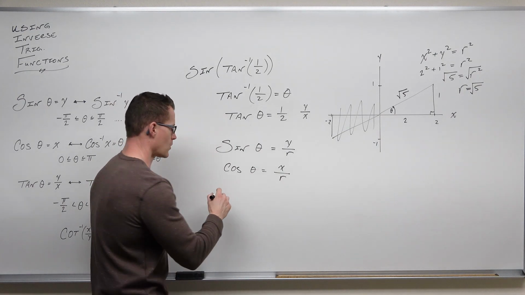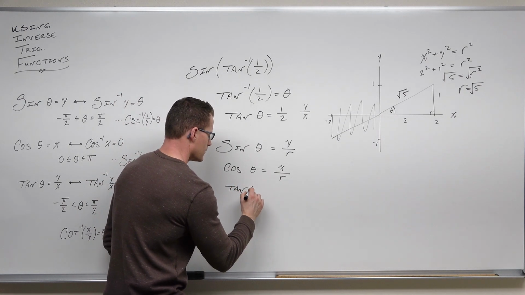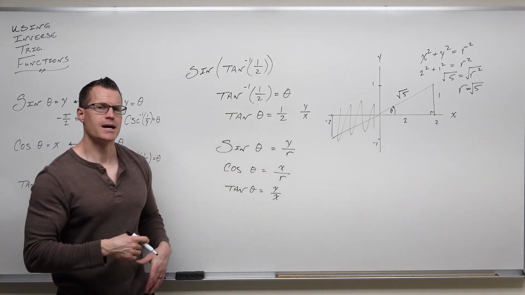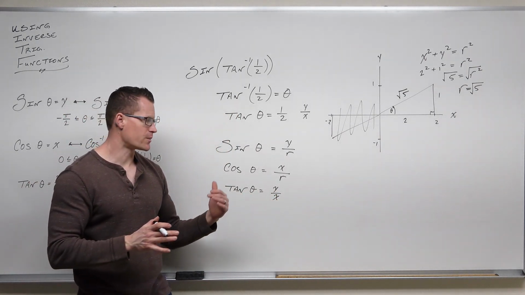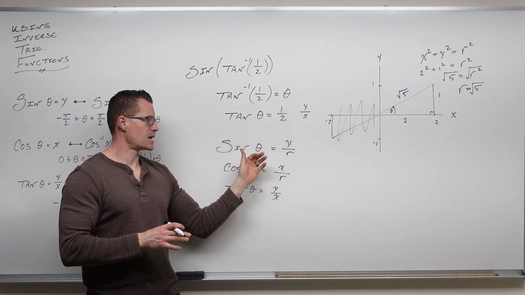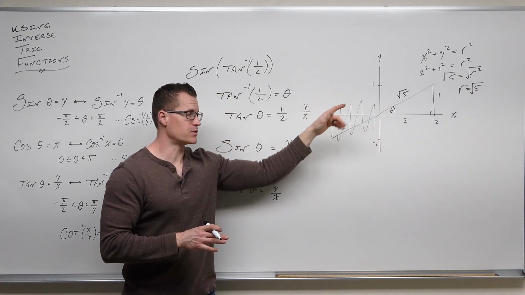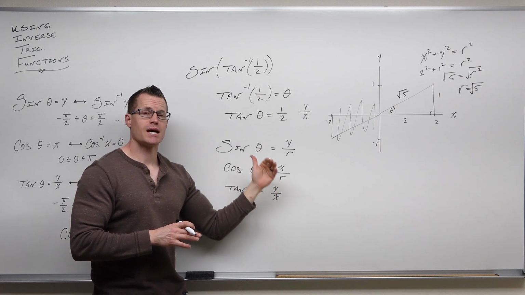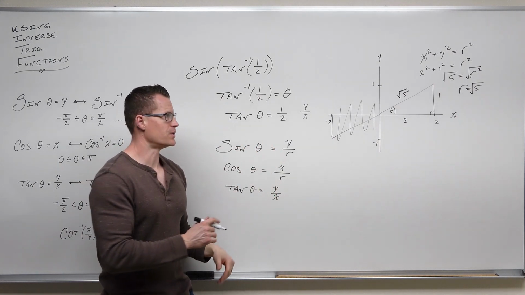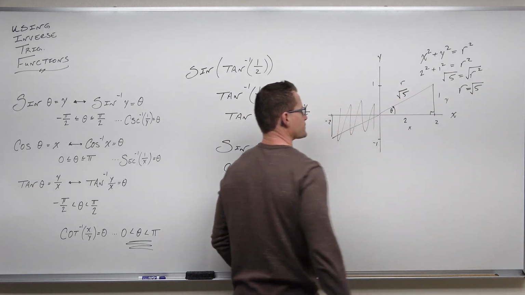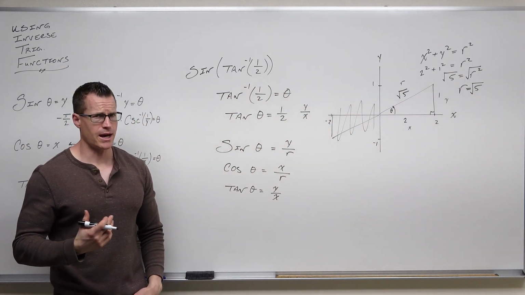Cosine theta is x over r. Tangent theta was y over x. If you remember anything about right triangle trigonometry, you remember that tangent theta is opposite over adjacent. Sine was opposite over hypotenuse. Oh, there it is, there's our r, y over r. Cosine was x, or adjacent, over hypotenuse, for whatever right triangle we have.